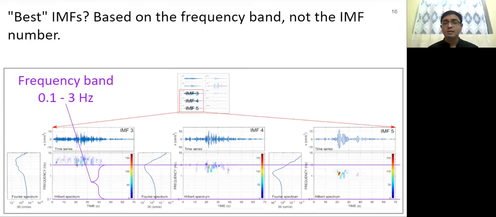This frequency band criterion implies that the IMF number and the number of IMFs vary for every earthquake station combination. For this particular case, 3 IMFs, that is IMF 3, 4, and 5, are selected.